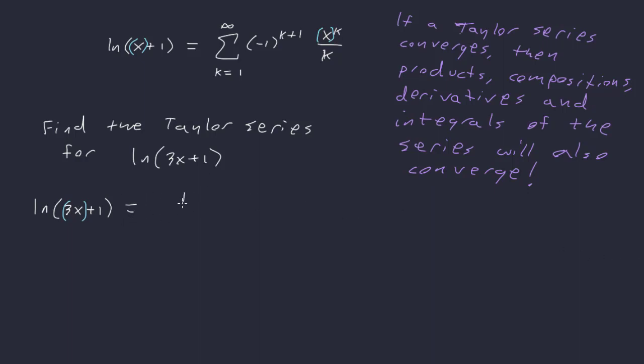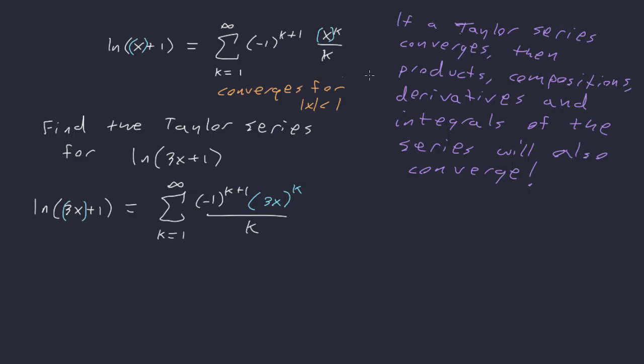So it will literally just be the series k equals 1 to infinity, -1 to the k plus 1 times 3x raised to the k all over k. Okay, now this one, we know this one converges for the absolute value of x less than 1. That's what we established before.